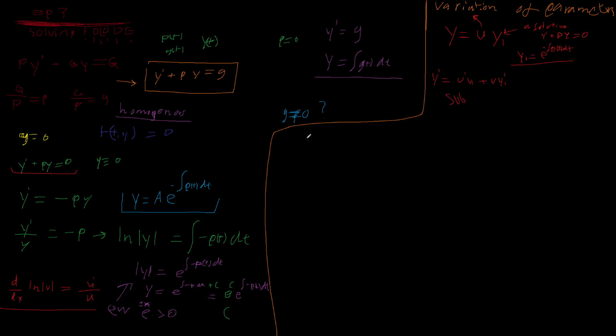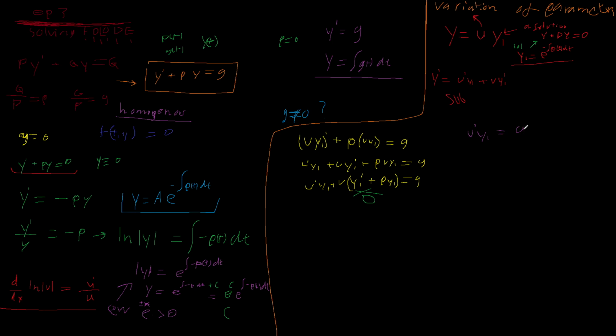And what do we get? Well, we get u prime y1 plus u y1 prime plus p u y1 equals g. Well, we can actually separate this out. This becomes u(y1 prime plus p y1) plus u prime y1 is equal to g. But wait, we just said that y1 is a solution to this equation, right? So this part is actually 0. So u prime y1 is equal to g. So u prime is equal to g over y1.